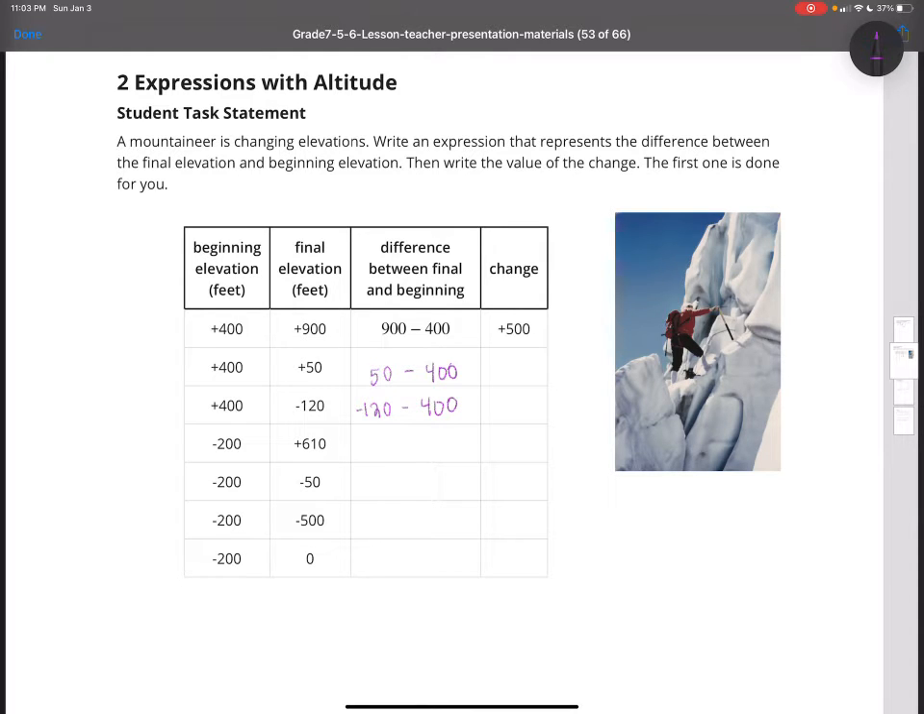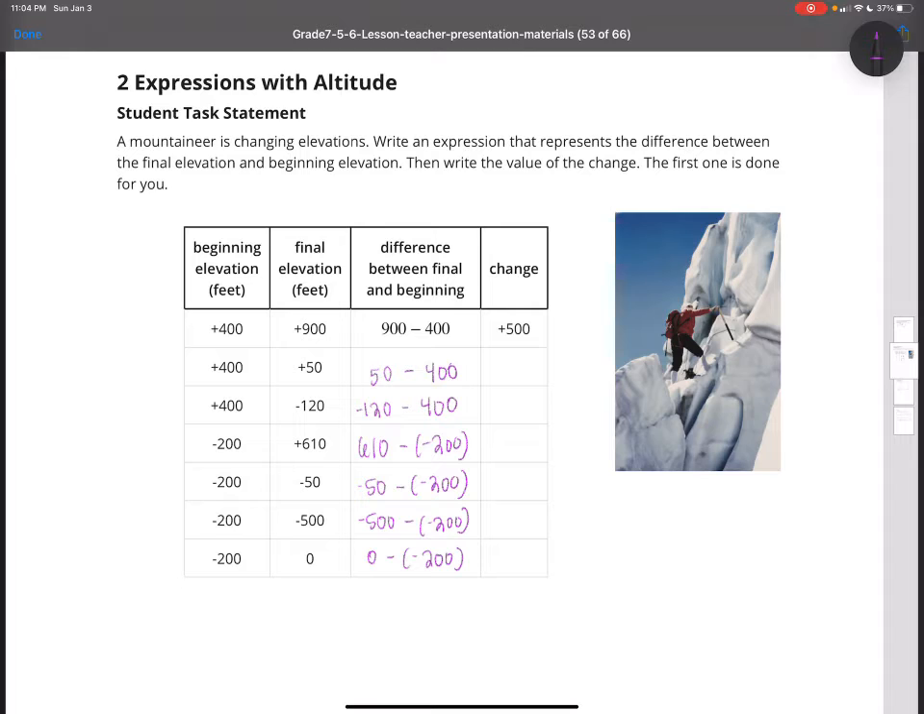The next one will be positive 610 minus negative 200. The next one will be negative 50 minus negative 200. The second and last row will be negative 500 minus negative 200. And the last one will be 0 minus negative 200.